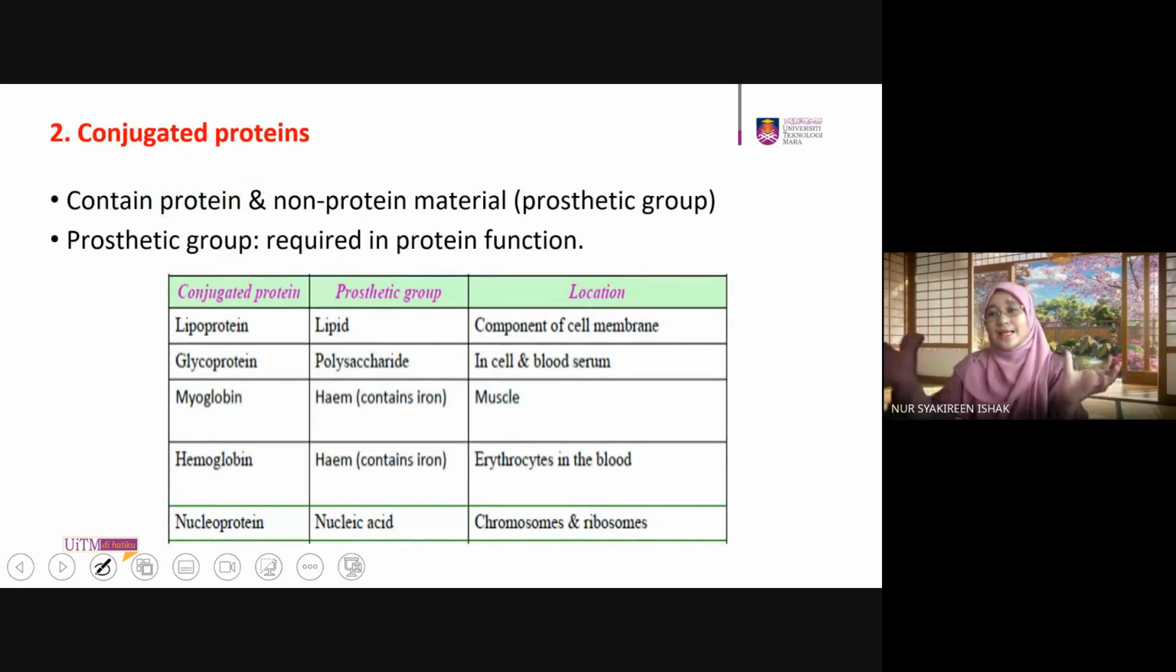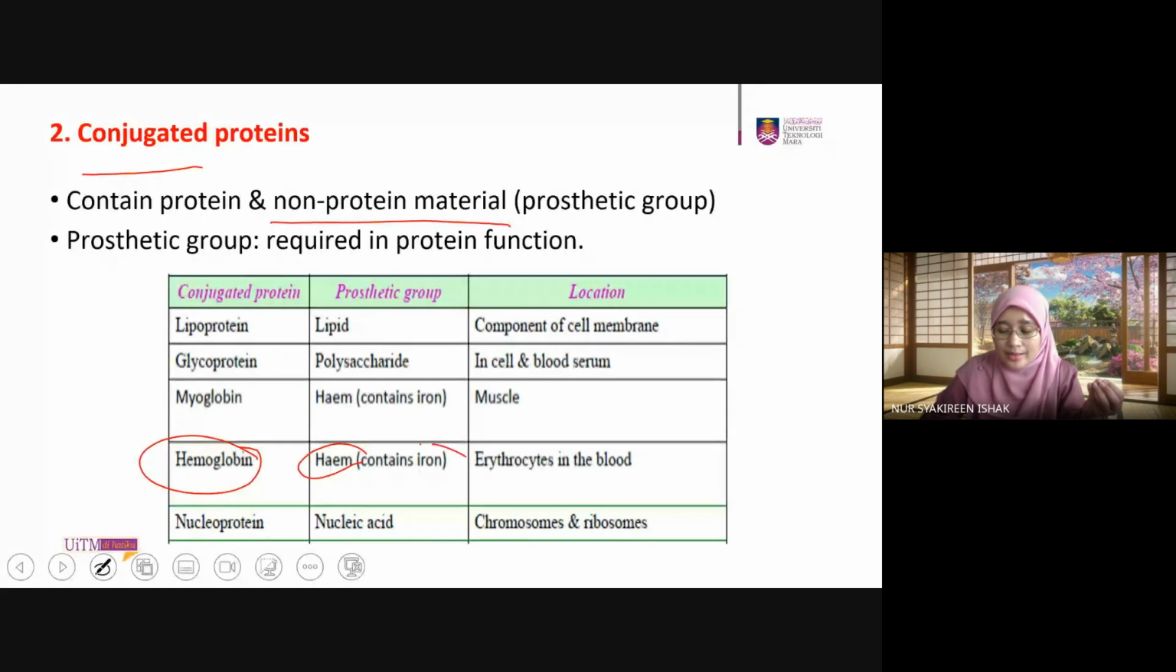So simple protein consists of only amino acids. Proteins that have other non-protein components, we call conjugated protein. The non-protein material we call a prosthetic group. For example, hemoglobin has heme, which contains iron, which binds to oxygen. Hemoglobin is the pigment in red blood cells, erythrocytes. We have myoglobin, similar to hemoglobin, but myoglobin is in the muscle. And then glycoprotein is the combination of protein and carbohydrates.